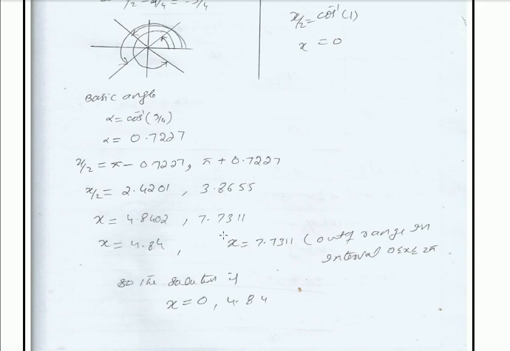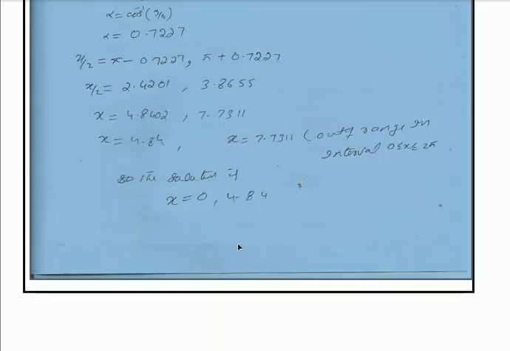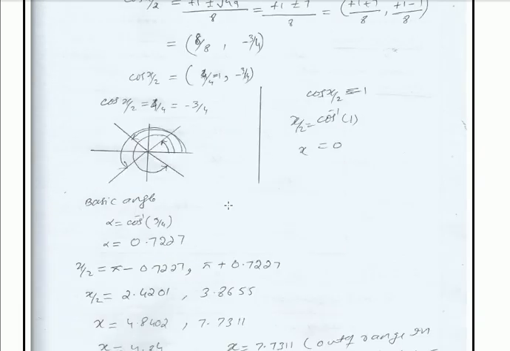And this angle is out of range because the range given is 0 less than or equal to x less than or equal to 2 pi. When we convert 2 pi into a decimal, it will be less than 7.731. So this value is out of range. So the solution set is x equal to 0 and the other one is 4.84 radians.